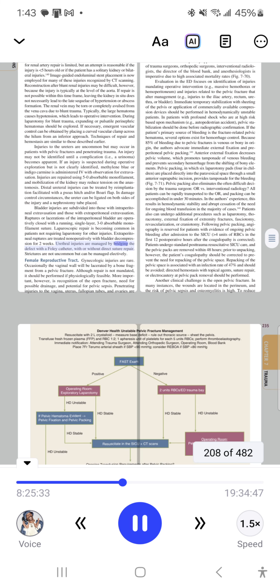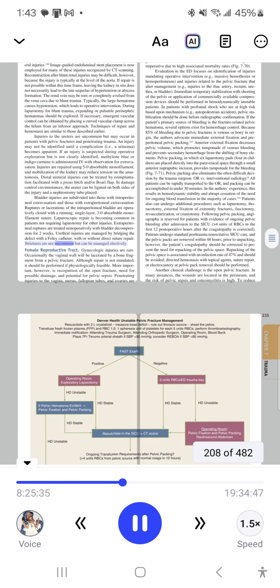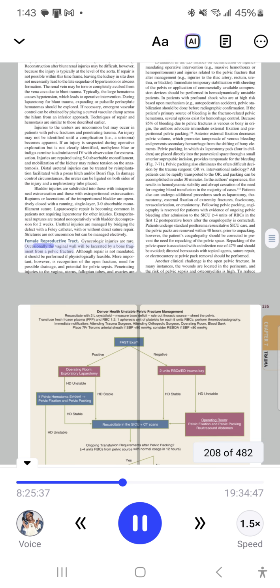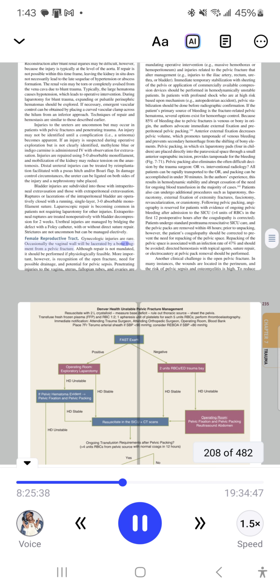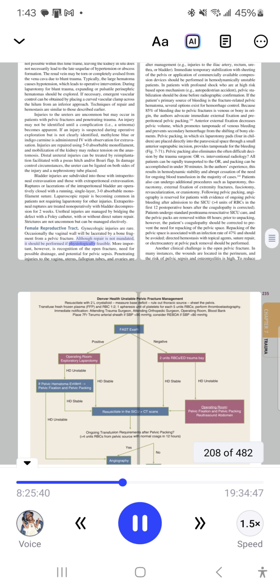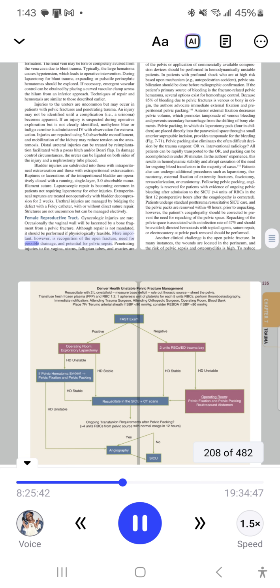Urethral injuries are managed by bridging the defect with a Foley catheter, with or without direct suture repair. Strictures are not uncommon but can be managed electively. Female reproductive tract. Gynecologic injuries are rare. Occasionally the vaginal wall will be lacerated by a bone fragment from a pelvic fracture. Although repair is not mandated, it should be performed if physiologically feasible. More important, however, is recognition of the open fracture, need for possible drainage, and potential for pelvic sepsis.